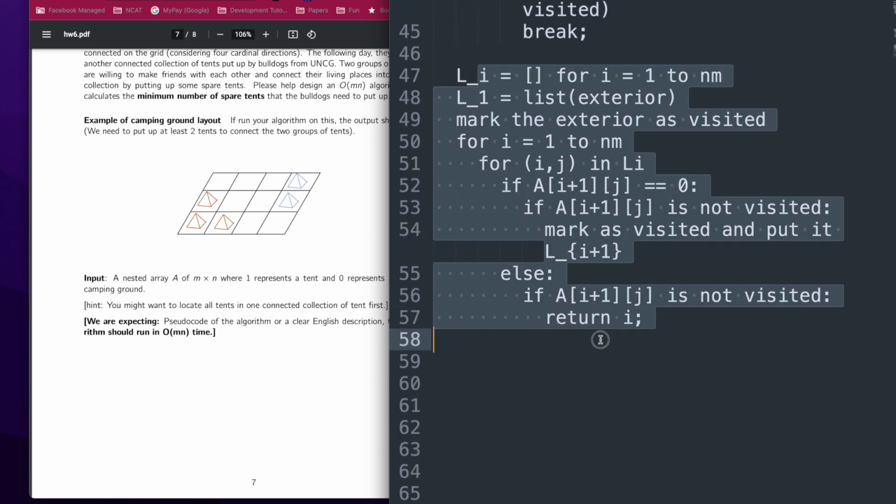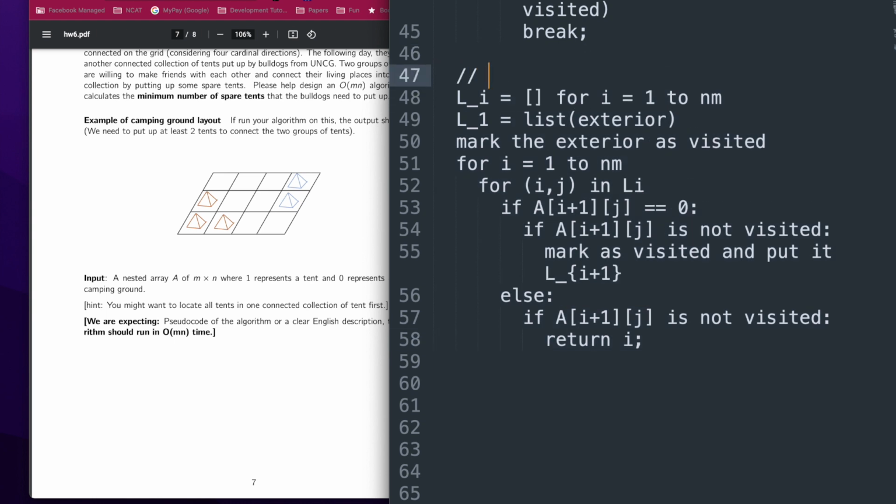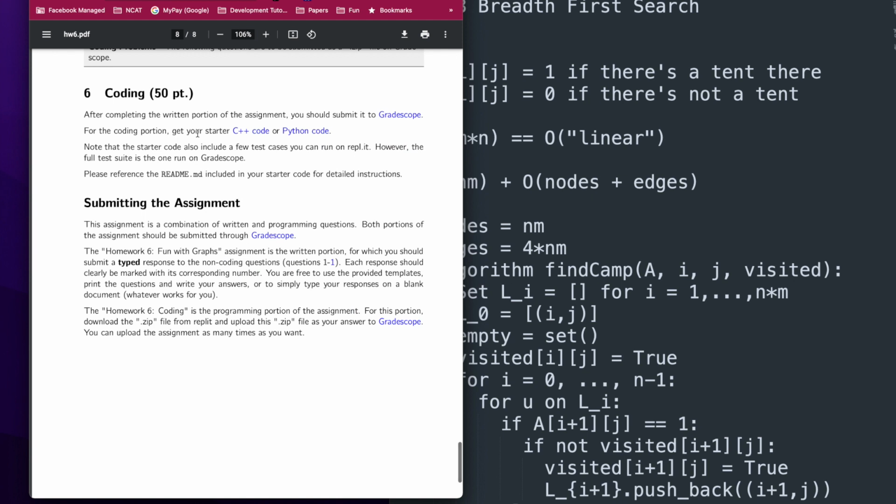And then similarly here, this is just BFS, right? A modified version of it. So again, by the same reasoning, the running time is going to be O of nm. And yeah, that looks good for 4.3. So let's go ahead and jump over to the coding sections.